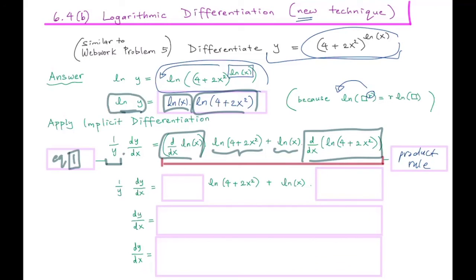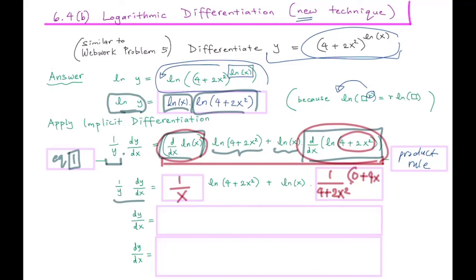And before I move on with the left-hand side, let me continue with the right-hand side. So the derivative of ln x is 1 over x. And for the derivative of this quantity, we have to use chain rule. So I have 1 over what's inside of the natural log, times the derivative of what's inside. So I have 0 plus 4x.